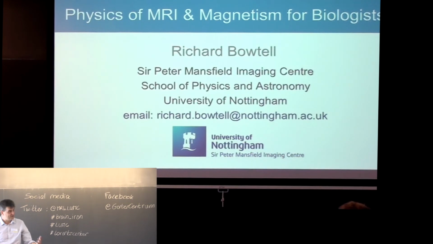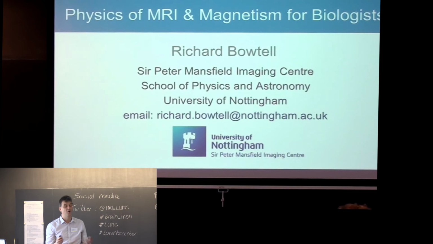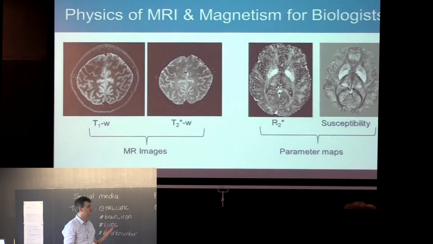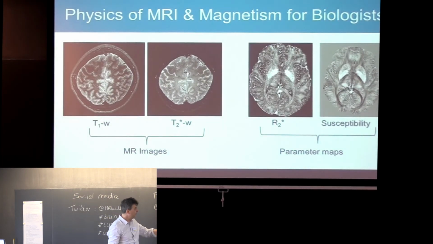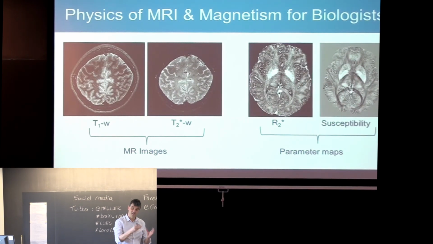So my task is to, in the next hour, cover the physics of MRI and magnetism, which is a fairly daunting prospect, but I'm hoping to get to the point where I'll be able to explain the way in which images like these are actually generated. So images which might be weighted to show the variation of particular parameters that we use in MRI, or images that might be slightly more quantitative and cover parameters that perhaps extend outside MRI as well.